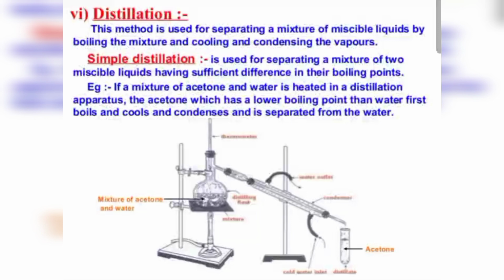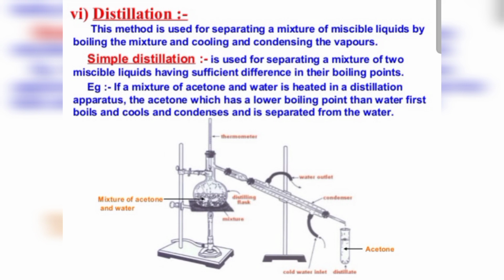And the long tube through which vapor passes is surrounded by a wider glass tube. So there is a continuous flow of water through the inlet and outlet pipe. This water takes away the heat from the hot vapor and causes condensation. So the process of distillation is used to obtain pure drinking water from seawater in many countries. So we can say that this method is used to separate a mixture of miscible liquids by boiling the mixture and cooling and condensing the vapor.